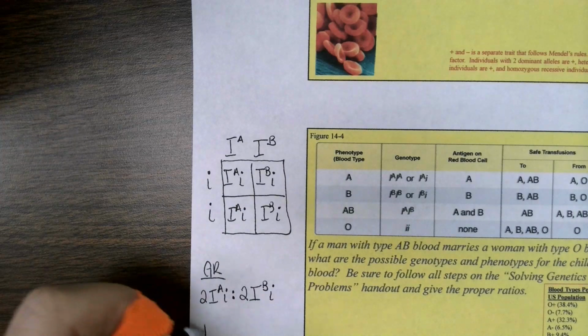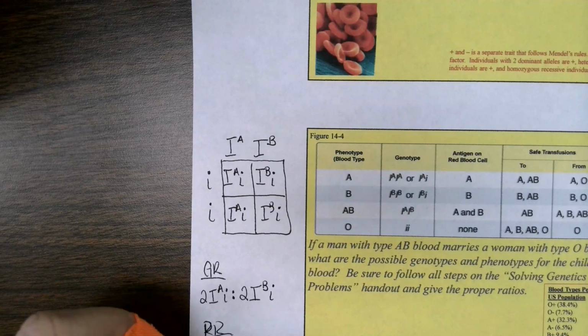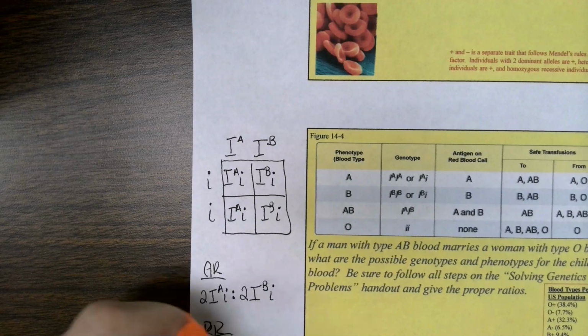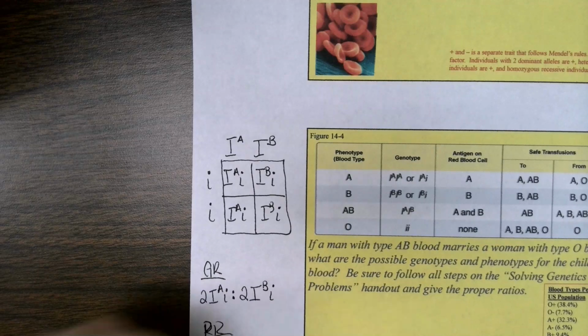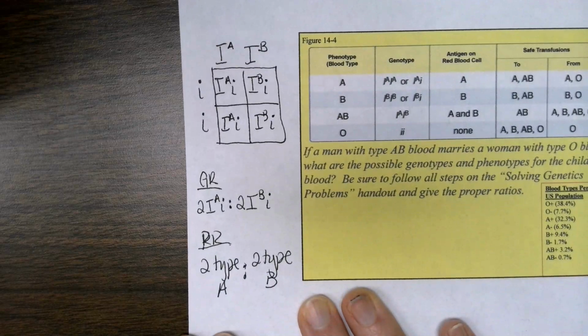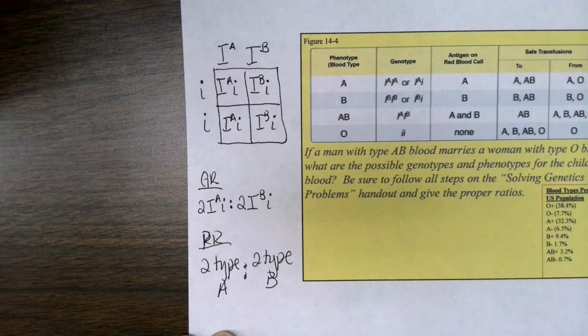All right, and so then the phenotypic ratio, that should be a P, okay, 2 that are going to be type A and 2 type B, okay, and of course both of those will reduce to 1 to 1, okay.